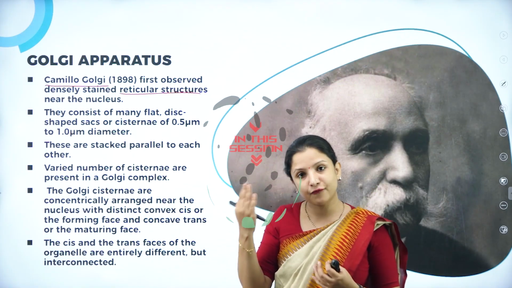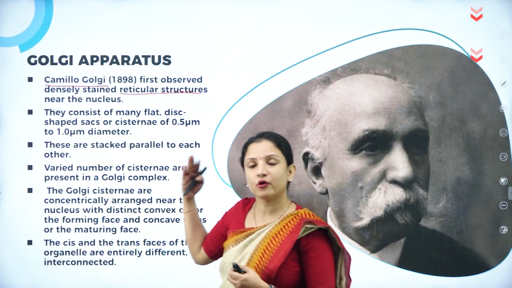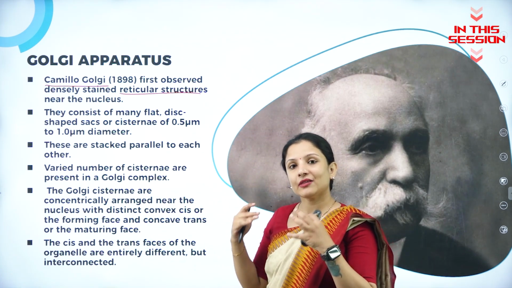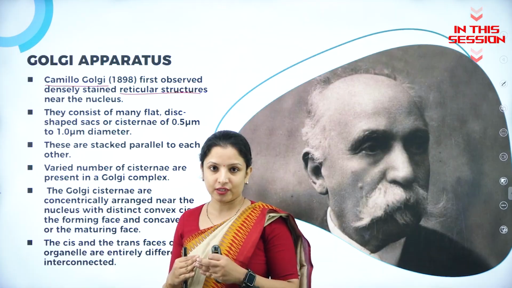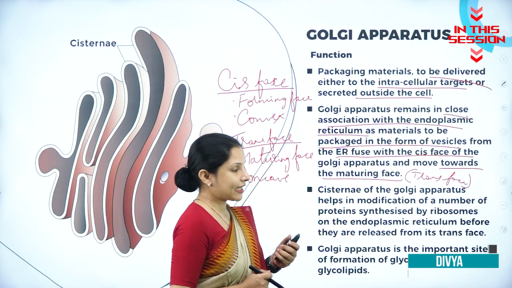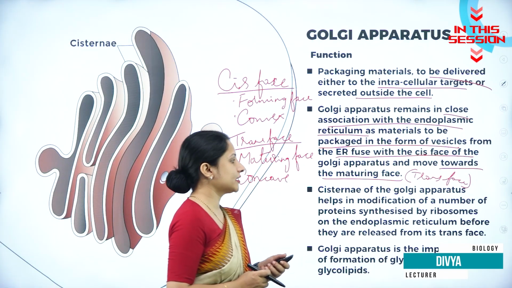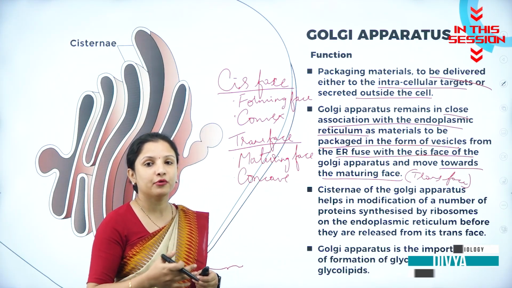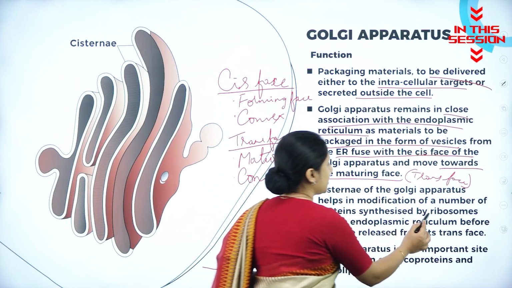Endoplasmic reticulum has folds, no? Same way these Golgi bodies also have folds. Therefore, they are reticular structures and they are present close to the nucleus. Cisternae, that is the folded sac-like structures of the Golgi apparatus, have a particular function wherein they help in modifying a number of proteins that are synthesized by the ribosomes.